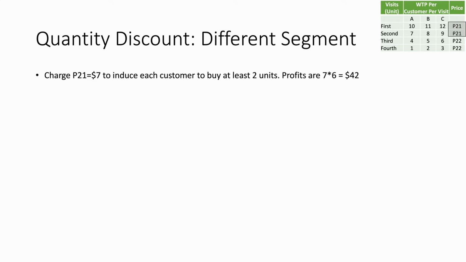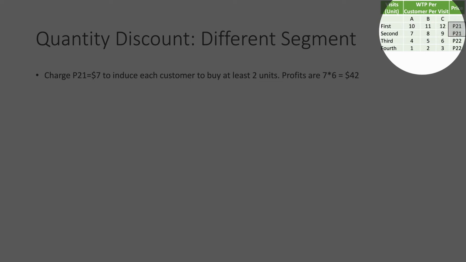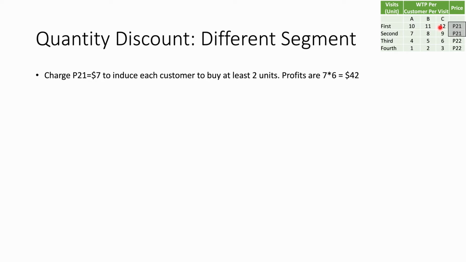Now the quantity discount calculation when the segments are different. For the first 2 visits, we charge $7 to induce each customer to buy at least 2 units. So the profit is 7 times 6, which is 42. And again, you can compare possible price levels of 12, 11, 10, 9, 8, and 7. Ultimately, 7 is the price that gives you the highest profit at $42.